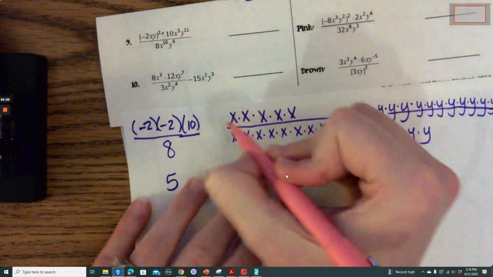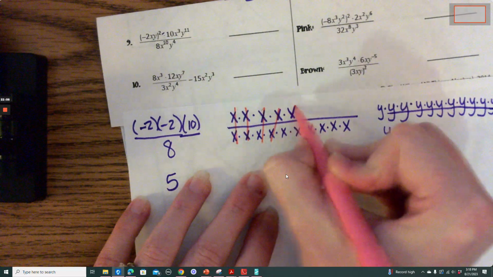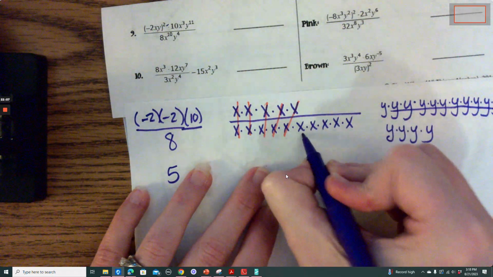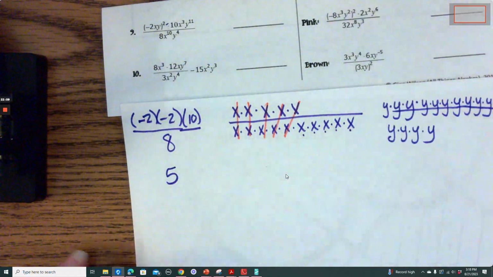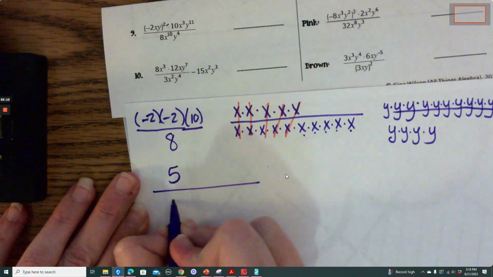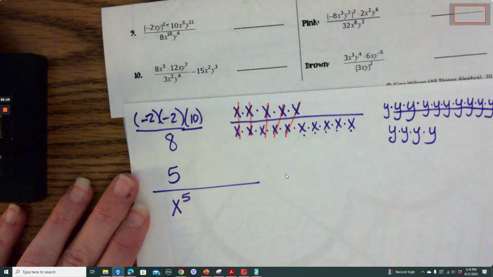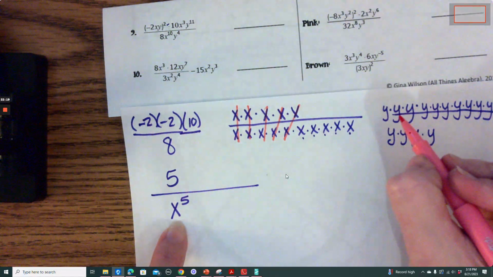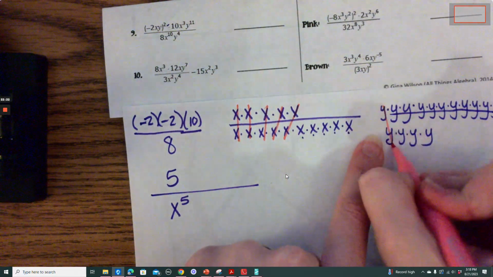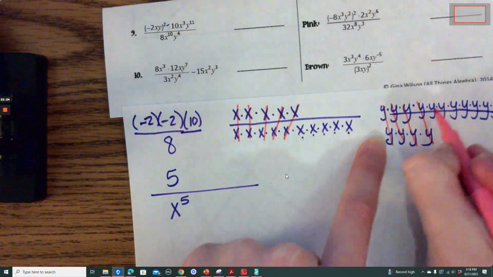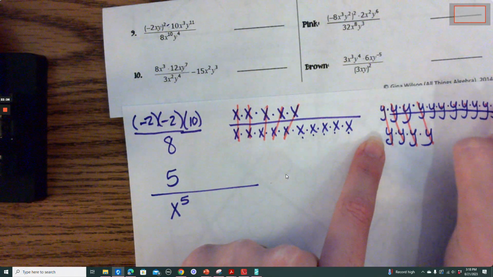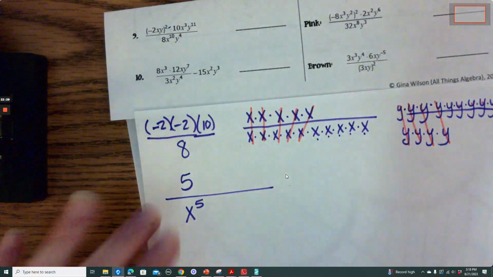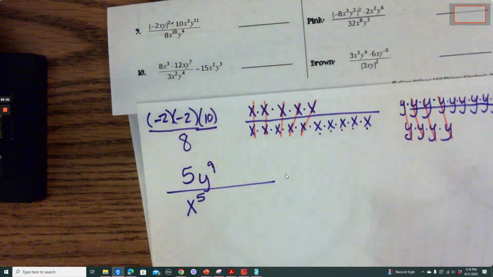Okay, x's. So all these get eliminated. And I've got 1, 2, 3, 4, 5 x's on the bottom. X to the 5th. And then that goes on the bottom. Different ones on the top, right? Okay. So here I've got 1, 2, 3, 4, 5, 6, 7, 8, 9 y's on the top. Y to the 9th. So when do we put it, like you said, with a 1 over it?